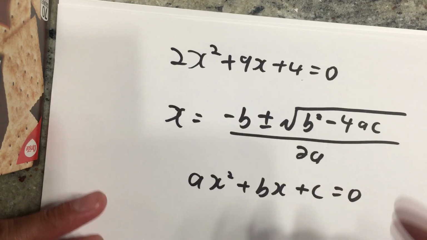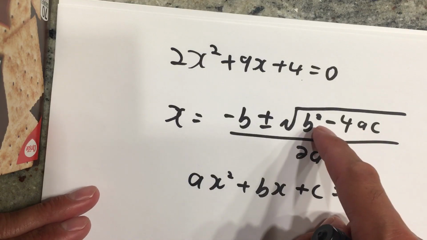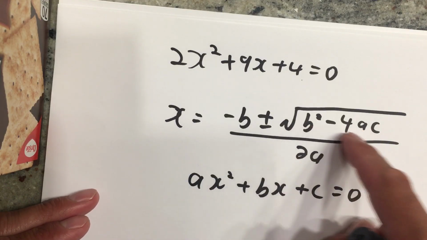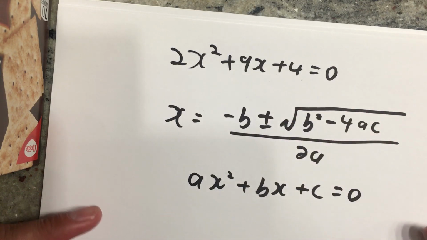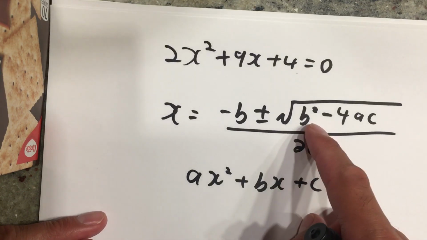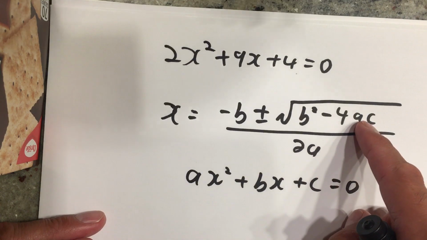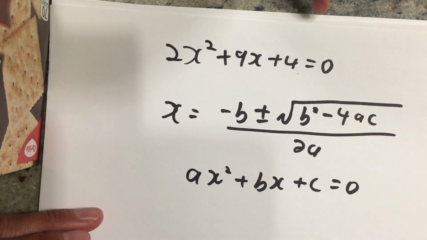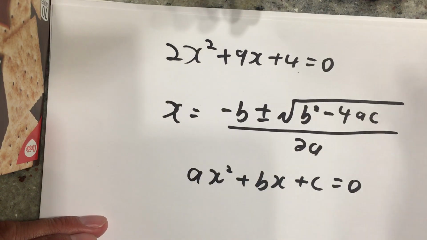Now, as you're going to see, sometimes there's not a solution because you can't square root a negative. In the books, they call the thing under here the discriminant. If the thing under here, b squared minus 4ac, happens to be negative, there's no solution. Otherwise, there is.